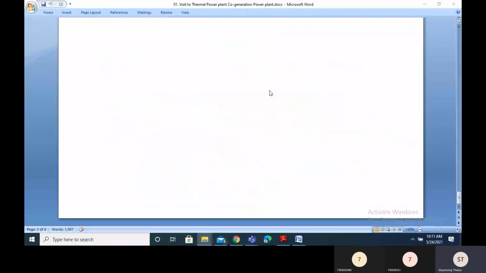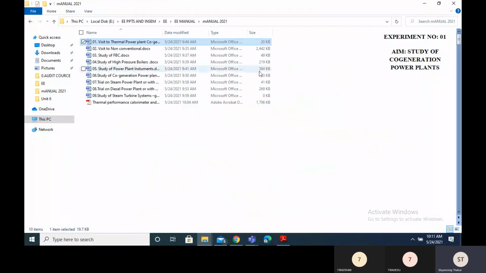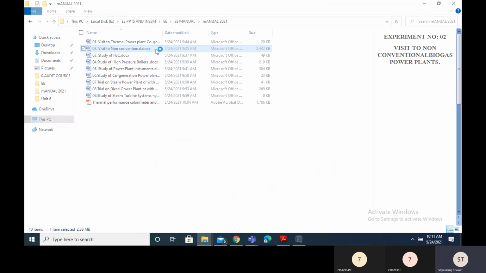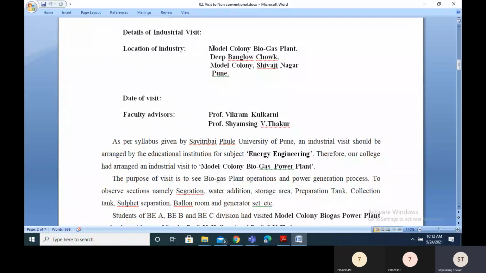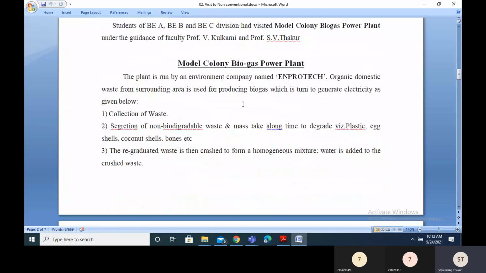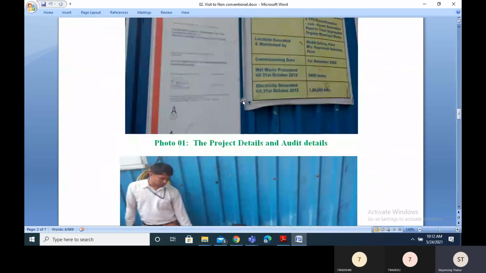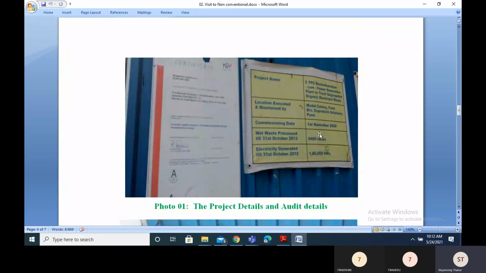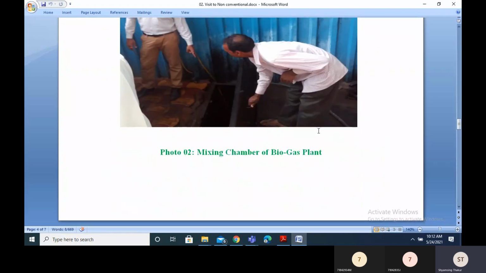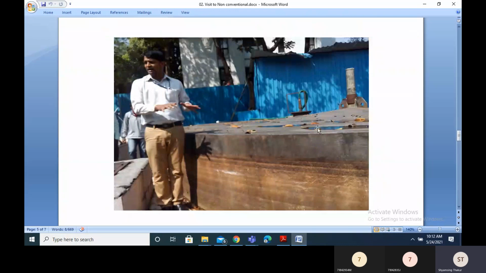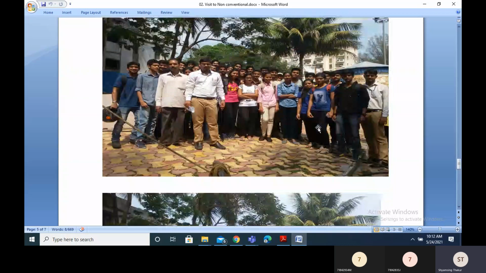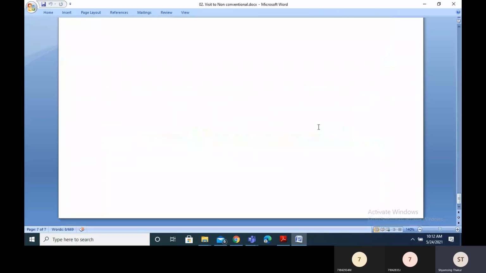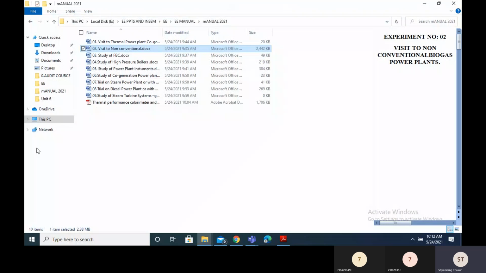So this is your experiment number 1, a visit to the particular cogeneration power plant. This is your experiment number 2, a visit to the non-conventional biogas power plant. Here we have taken the model colony biogas plant at this address. The pictures you can see here. This is the project name, the mixing chamber of the biogas plant. Here Swapnil sir is explaining all the things. Floating dome biogas plant. So this file you have to upload in the submission link.